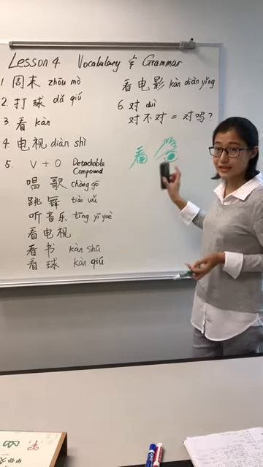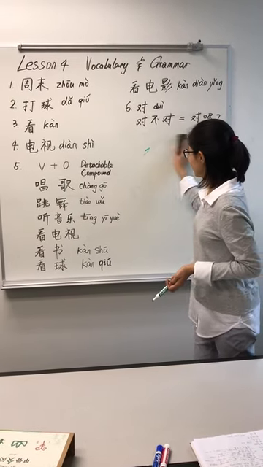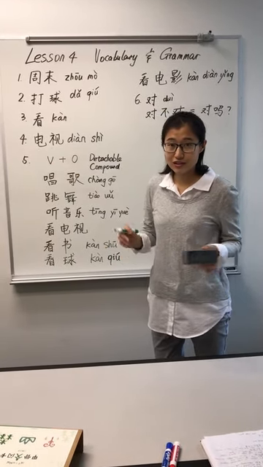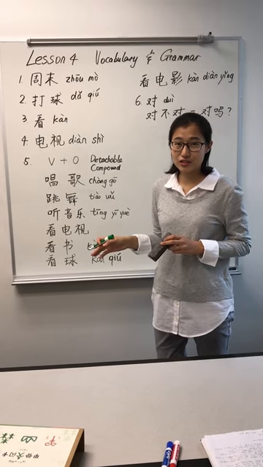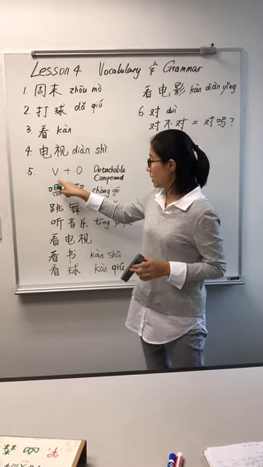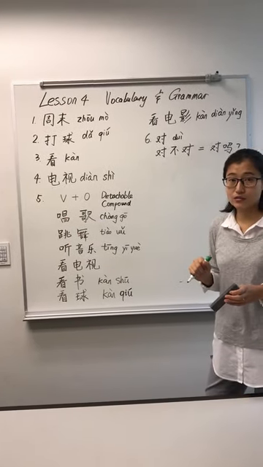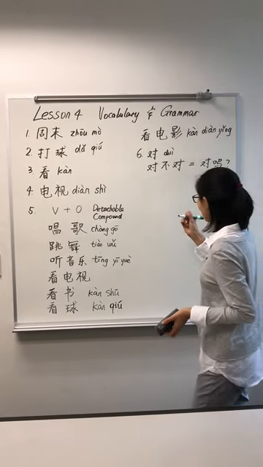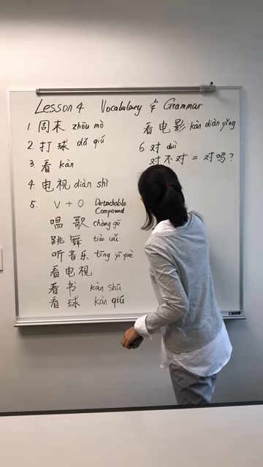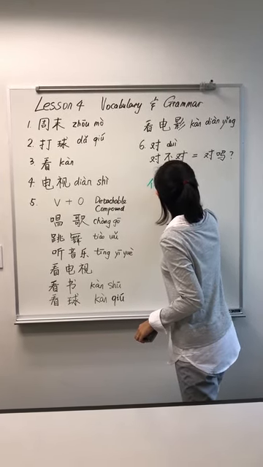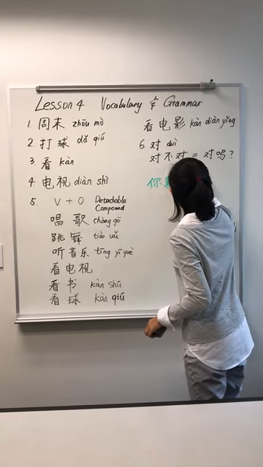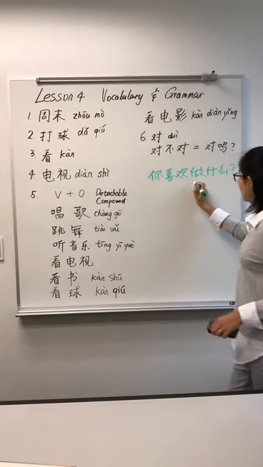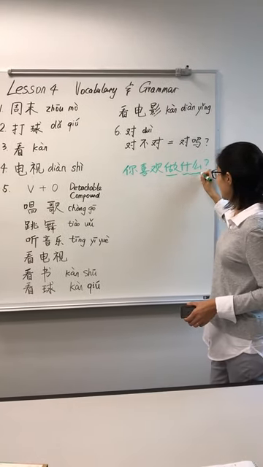Next one is 电视. 电 means electricity, 视 means vision, so electricity vision, that's TV, television, 电视. Next one, let's talk about the hobbies. So when the people ask you, what do you like to do? 你喜欢做什么? 做 is do, 什么 what?